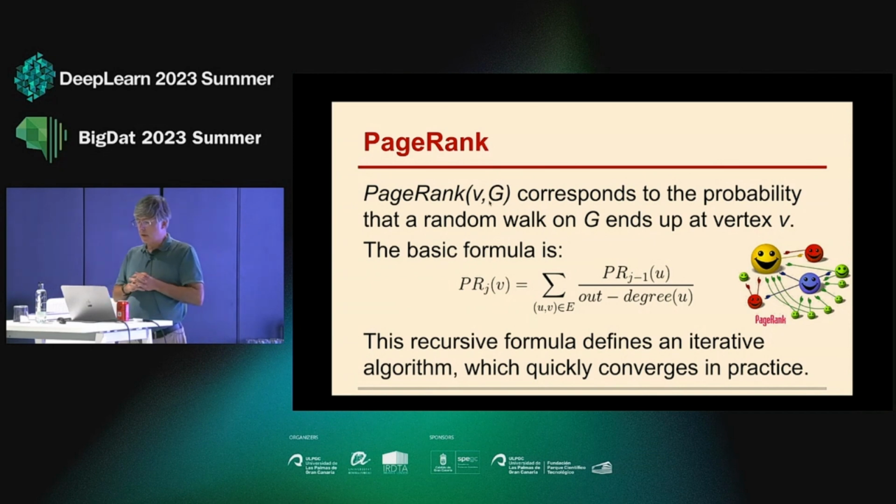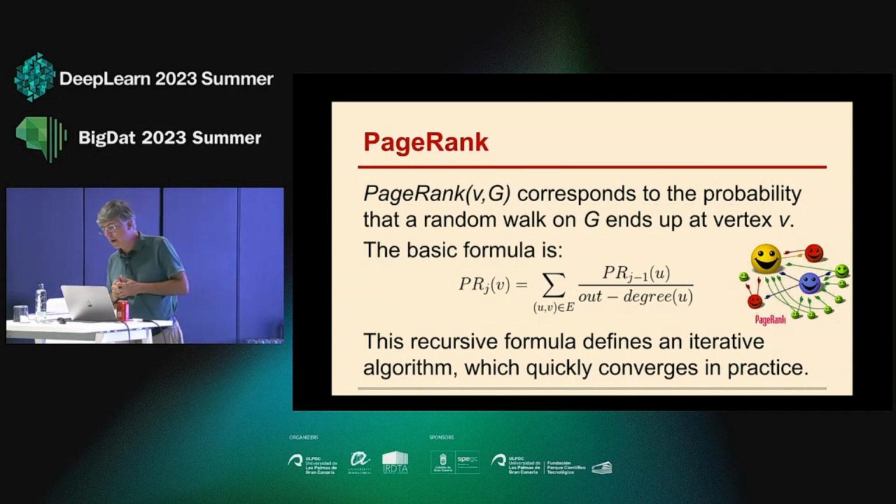PageRank is a computation that says if I go on a graph and do a random walk for an arbitrary number of steps, what is the probability that I end up at each vertex? Now, what's interesting about this? Well, first of all, a vertex that you end up at with high probability is probably a more important vertex than one that you end up at with low probability. That's the idea behind PageRank.